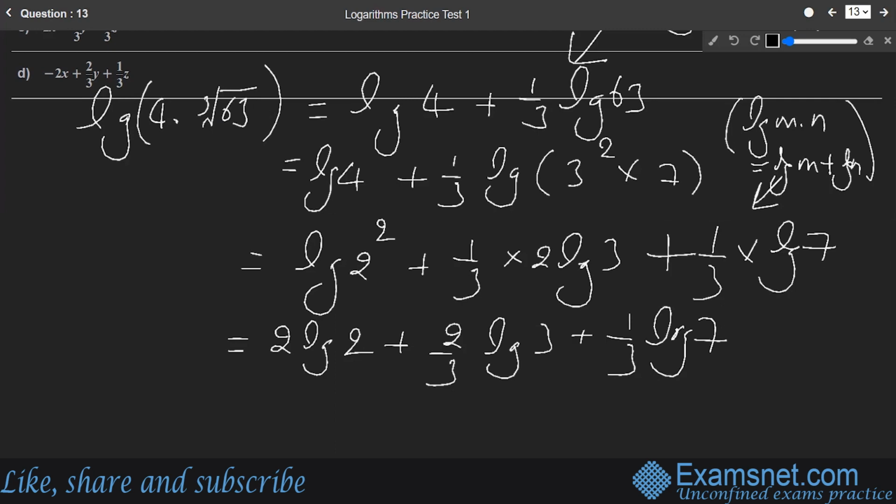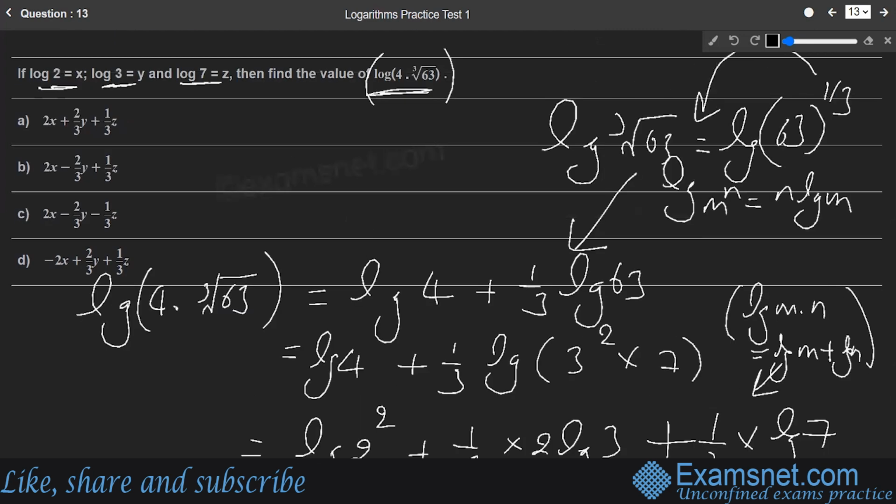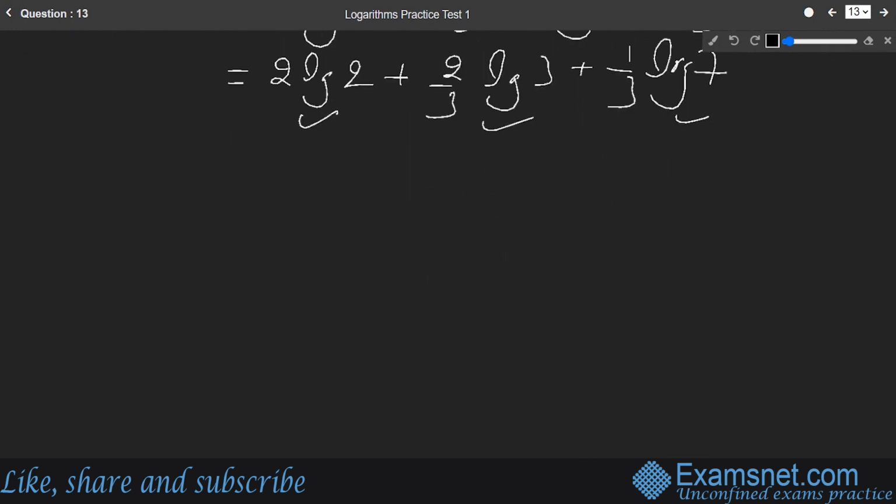Now, we have been given the value of log 2, log 3, and log 7. So that's what has been done in this particular question. We have simplified this particular expression in the form of ultimately log 2, log 3, and log 7 only, so that we can reuse and put the value of log 2, log 3, and log 7 as given in the question itself. So let us put these values x, y, and z respectively for log 2, log 3, and log 7.